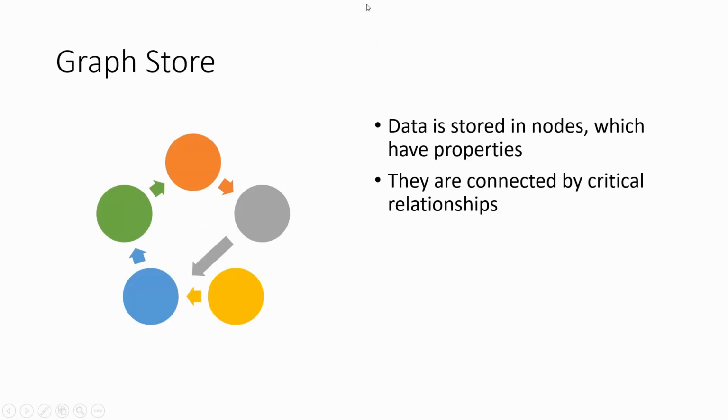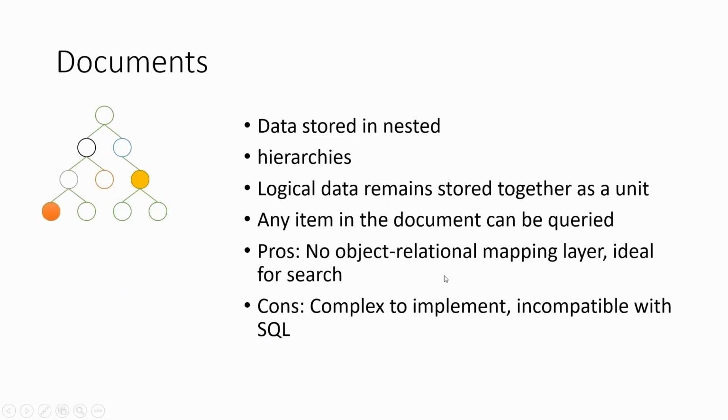So here we've got the graph store, where data is stored in nodes. These nodes have properties, and they're connected by the strength of connections between the nodes. So here's a representation of what a document could be like conceptually. Data is stored in nested hierarchies, and the logical data remains stored together. So that's how those work. I'll show you a quick example of those.